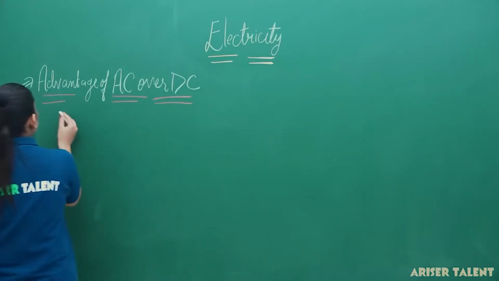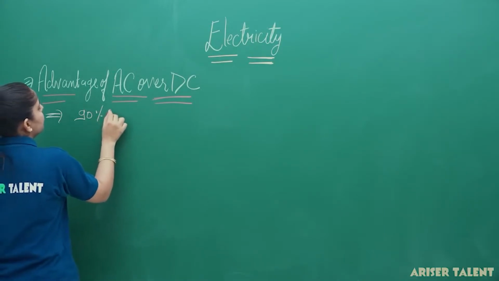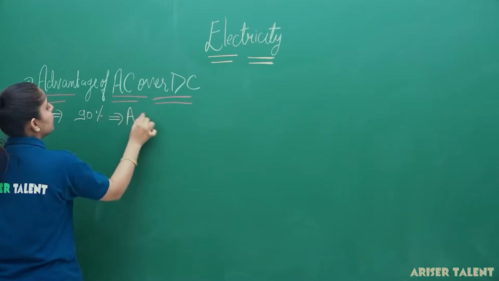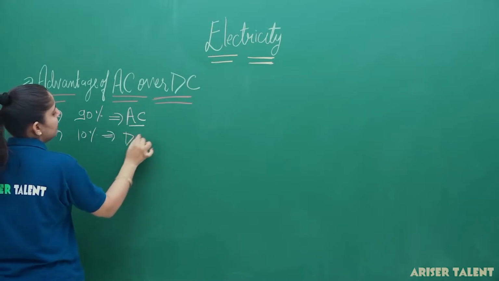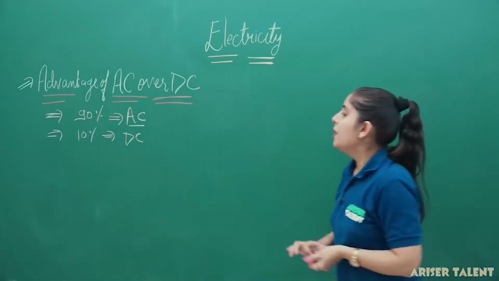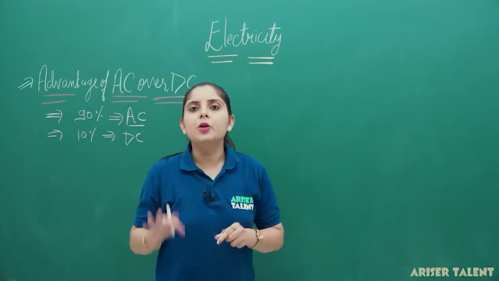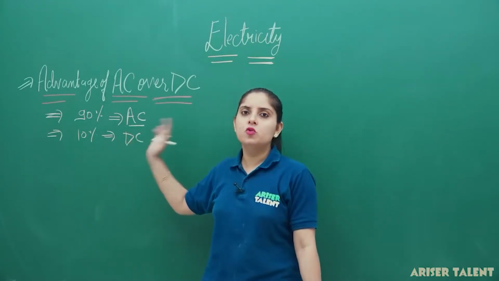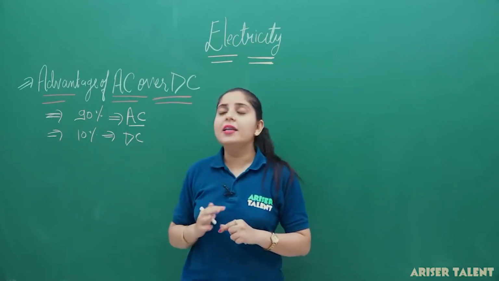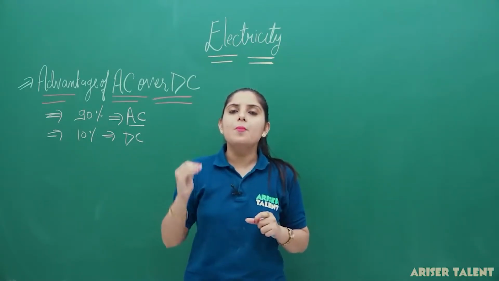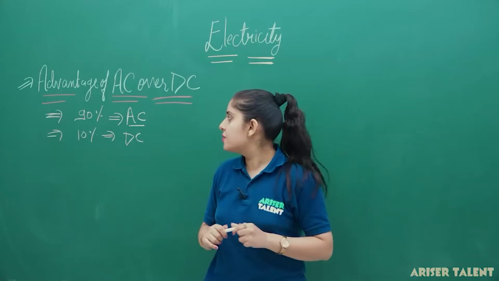Firstly, 90% of the power we are using is AC and the remaining 10% is used as DC. This is for the world. So 90% of the power generated in the world is in the form of alternating current, but only 10% is used as DC current. In case of India, the alternating current changes its direction every 1/100 second. So in India, the frequency used is 50 Hz, as we discussed earlier.